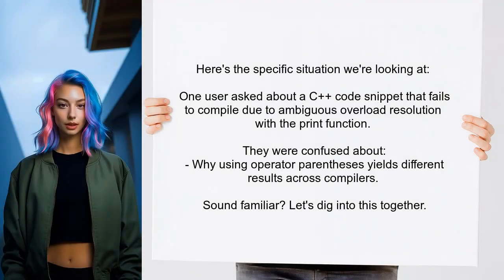Here's the specific situation we're looking at. One user recently asked about a C++ code snippet that fails to compile due to ambiguous overload resolution with the print function. They were confused about why using operator parentheses seems to yield different results across compilers. Sound familiar? If so, let's dig into this together and find a solution.